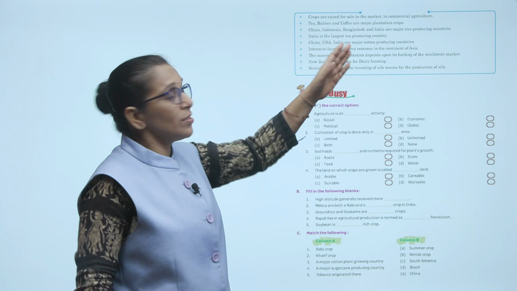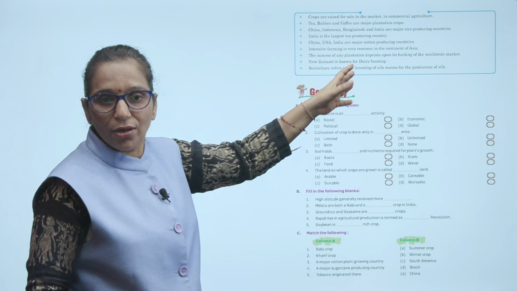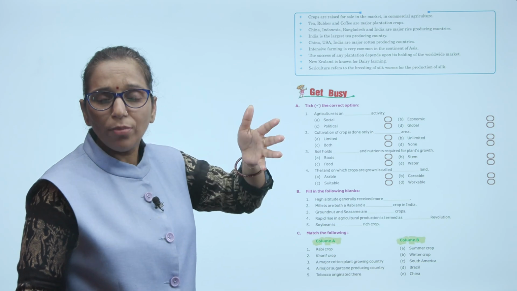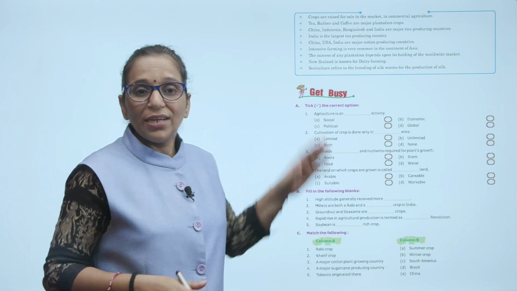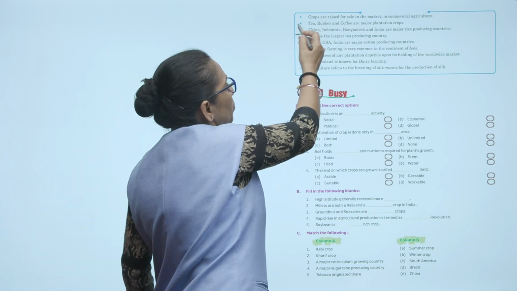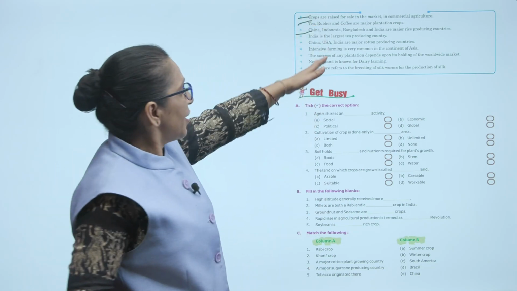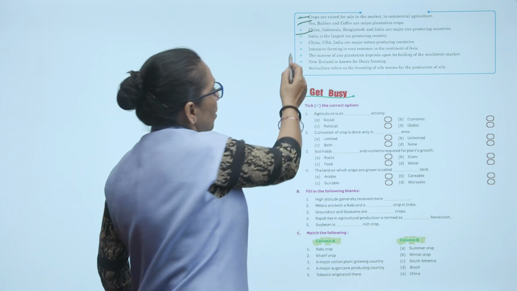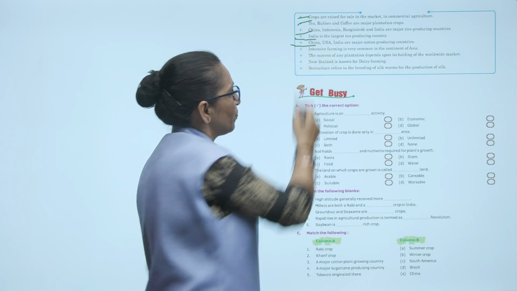Then crops are raised for sale in the market, that is the commercial value. Commercial crops, tea, rubber, coffee are the major plantation crops. They are grown as a monoculture. China, Indonesia, Bangladesh, India are the major rice producing areas. Then India is the largest tea producing country. China, USA, India are the major cotton producing countries also.